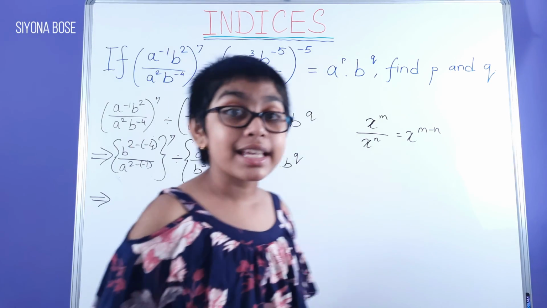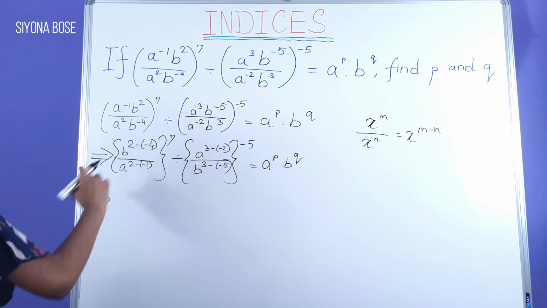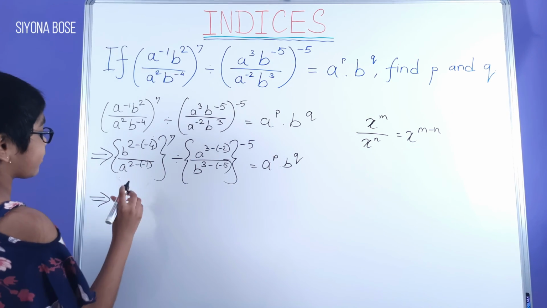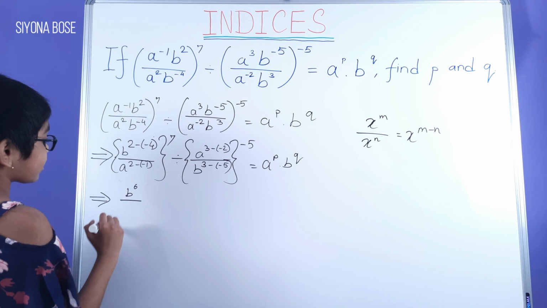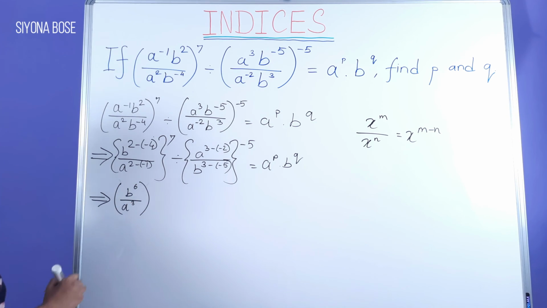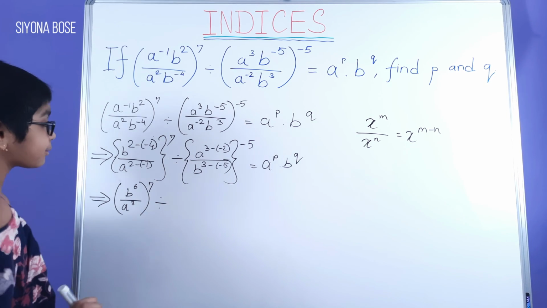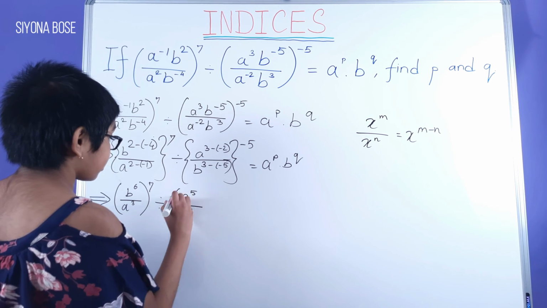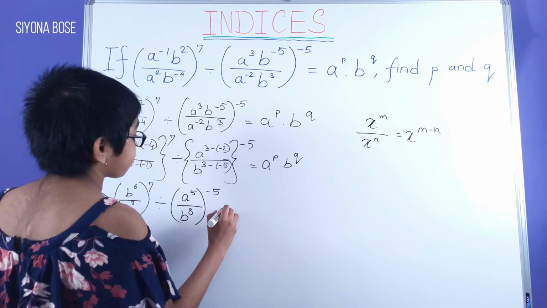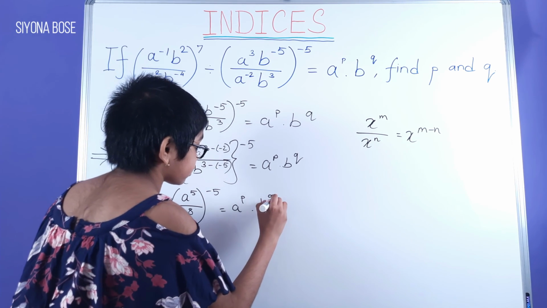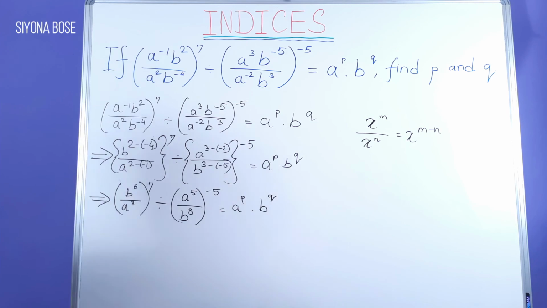So we can write this as b to the power of 6 because minus and minus gives us plus. So 2 plus 4 and 2 plus 1. Ultimately it gives us b to the power of 6 by a to the power of 3, whole to the power of 7, divided by a to the power of 5 by b to the power of 8, whole to the power of minus 5, equal to a to the power of p into b to the power of q. That's supposed to be q. And as I said, it would get much easier now.